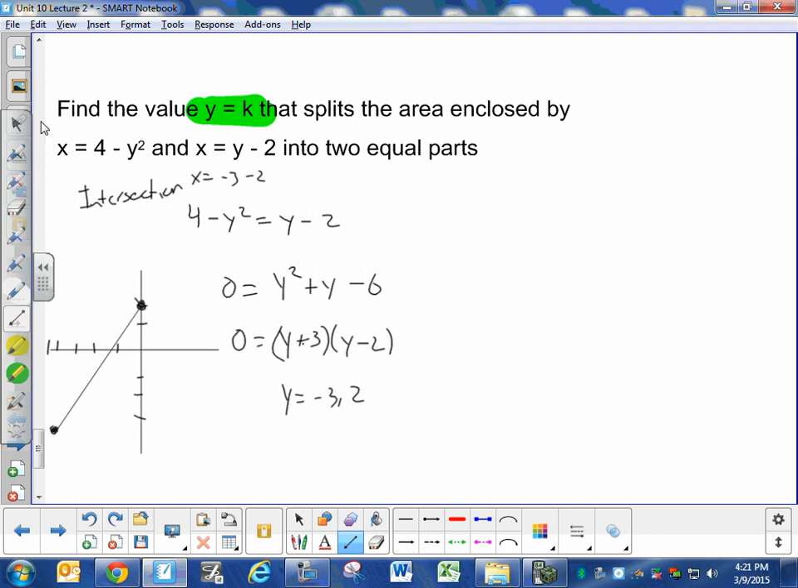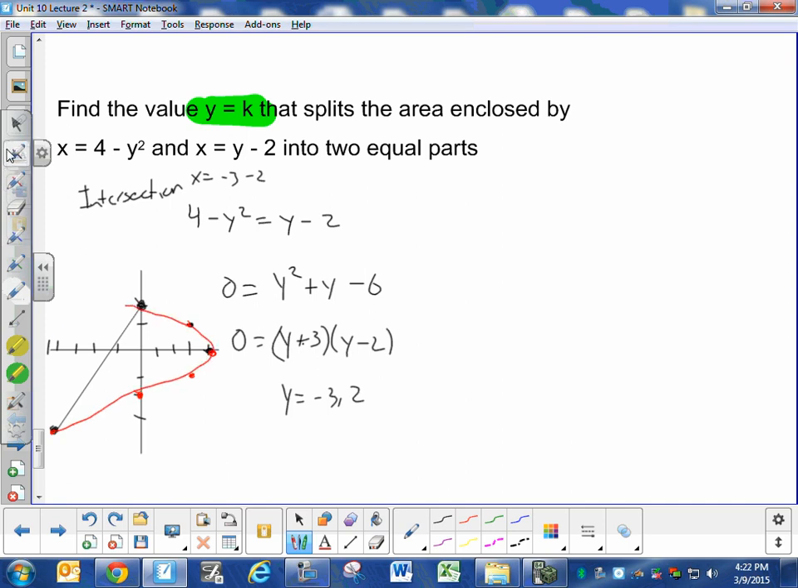For 4 minus y squared, I'm not sure what it looks like, so I'm going to just start plugging in y. When y is 1, x has to be 3, so 3, 1. When y is 0, x is 4, so 4, 0. When y is negative 1, x is back to being 3. When y is negative 2, we get 4 minus 4, which is 0. When y is negative 3, we should get 4 minus 9, which is negative 5, which is what we got. So here is the graph of 4 minus y squared.